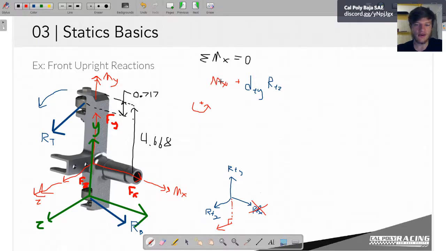And together, if you think about the cross products, right? Together they'll cause a moment in the x direction. Does someone have a question?